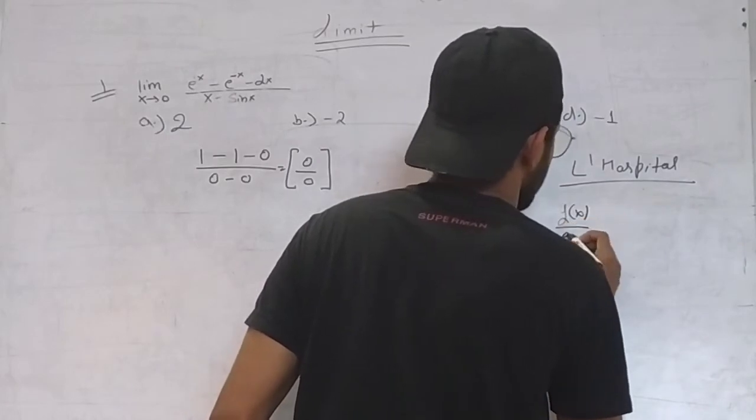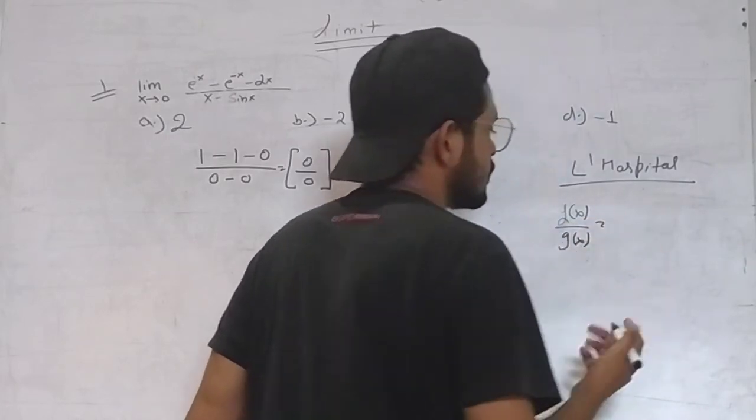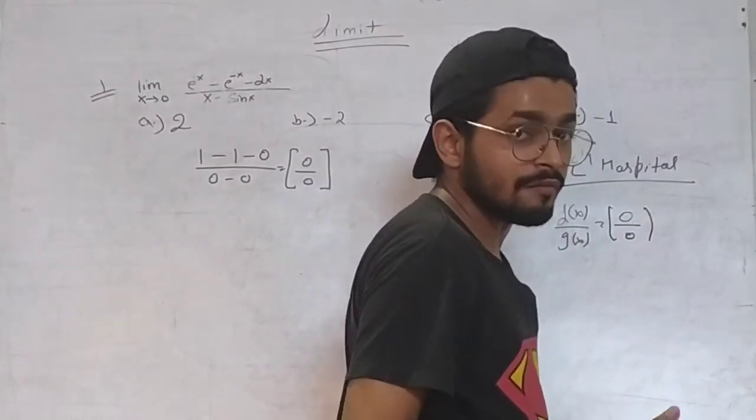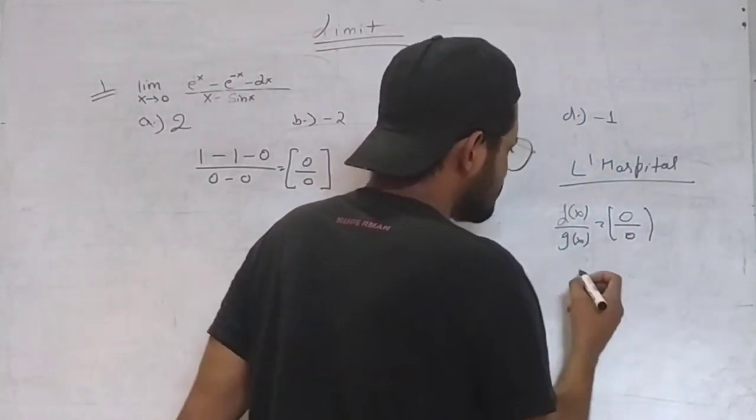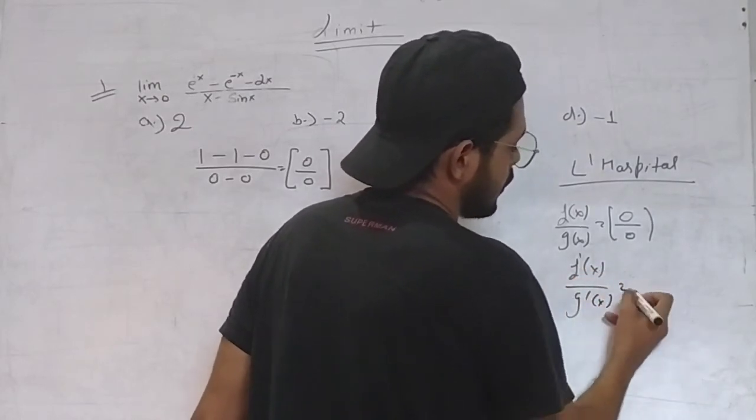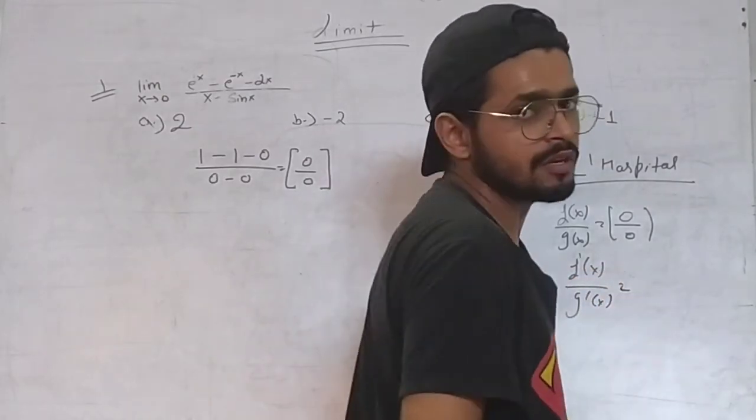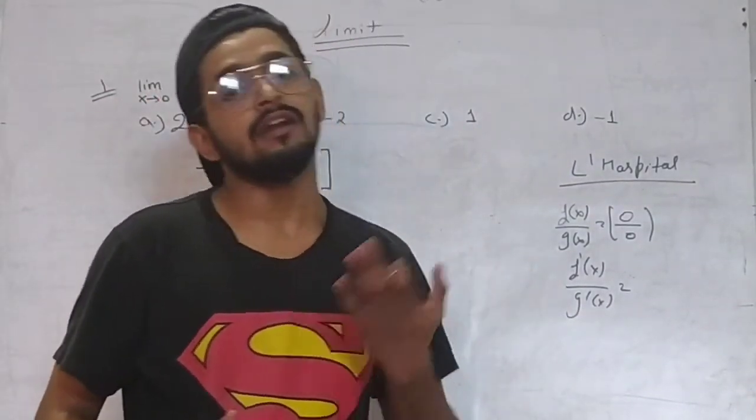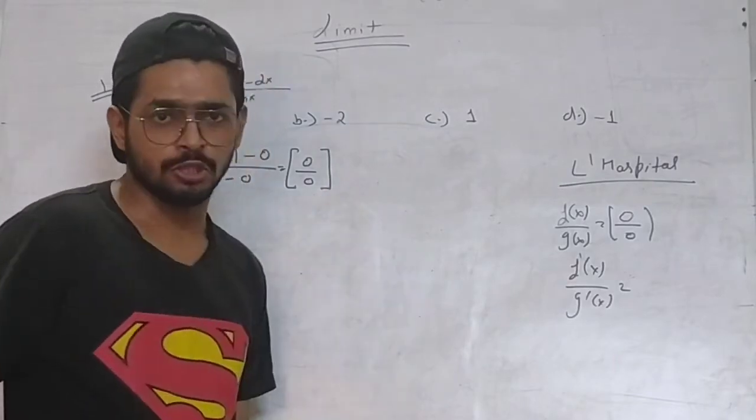If a given function like f(x) by g(x) gives you a 0 by 0 form after applying the limit, you have to differentiate those functions and then apply the limit. If it again gives you a 0 by 0 form, you have to apply L'Hopital rule again and again. So let's do that question.